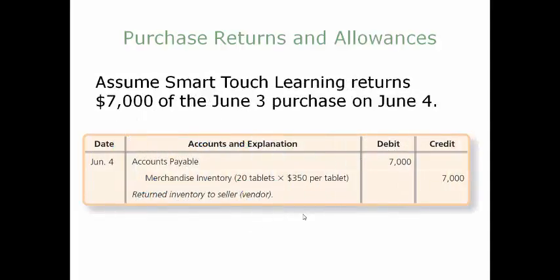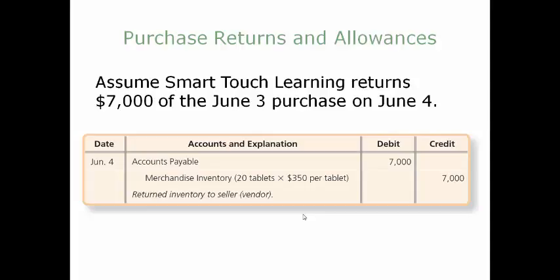So for Smart Touch, it looks like they bought some tablets that they didn't order. They sent them 20 too many, 20 higher than what they were supposed to. They're supposed to get 330. They got 350. And they said, well, we're sending these back.